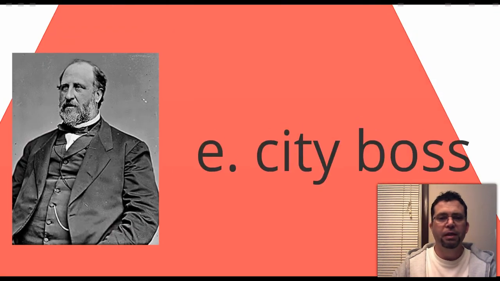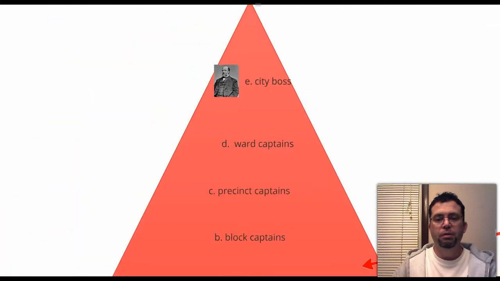And then finally, here's the guy at the top, the city boss. This is a picture of Boss Tweed, William Tweed, one of the most famous political bosses of this era. He is the one responsible for robbing the city of New York City of all that money when they built the courthouse. And incidentally, he is actually taken down by a cartoonist, Thomas Nast, who would draw all these cartoons and pictures about how much he's stealing and how he's controlling everything. So there's what it looks like, just one big giant pyramid scheme.